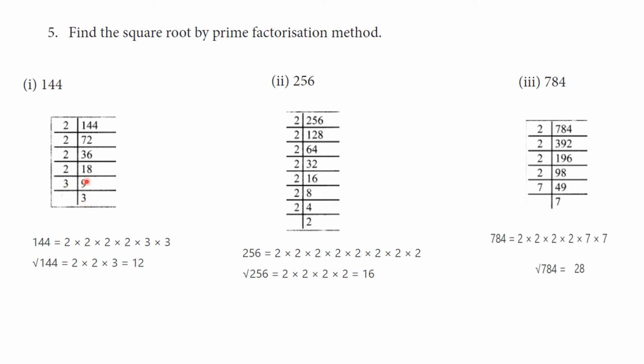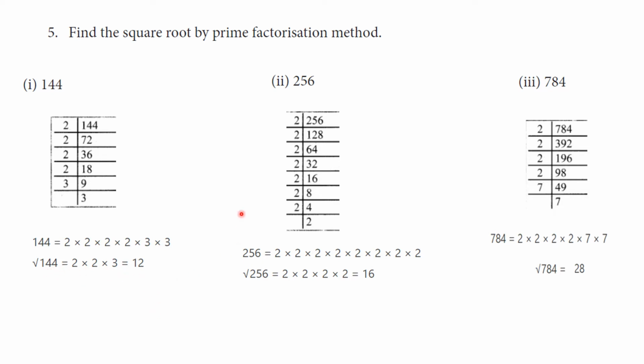So you write the factors: 2 into 2 into 2 into 2 into 3 into 3. Here pairs are there. To take the square root of 144, we take one number from each pair. First pair gives 2, second pair gives 2, and the third pair gives 3. So 2 into 2 into 3 is 12. So the square root of 144 is 12.